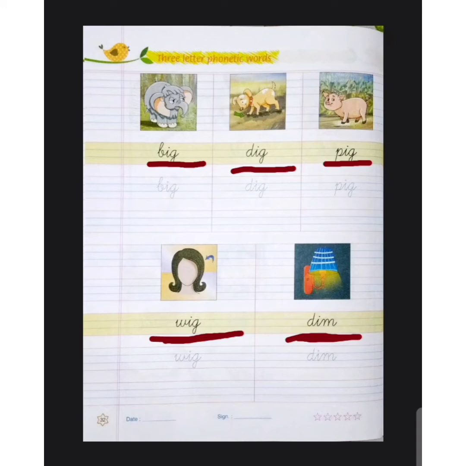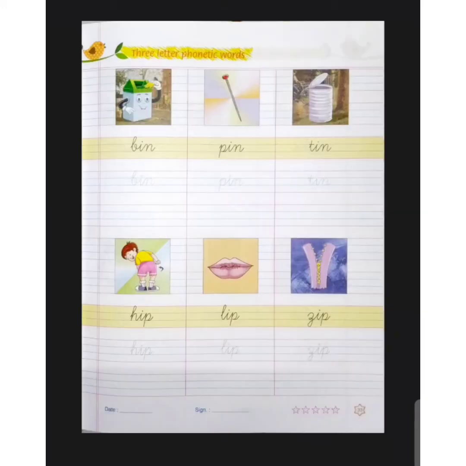Now let us repeat it. Big, big. Dig, dig. Pig, pig. Wig, wig. And dim, dim. Now we come to the next page, that is page number 33. So here also we will study a few more I sound words, 3-letter phonetic words. Alright, so let us begin.